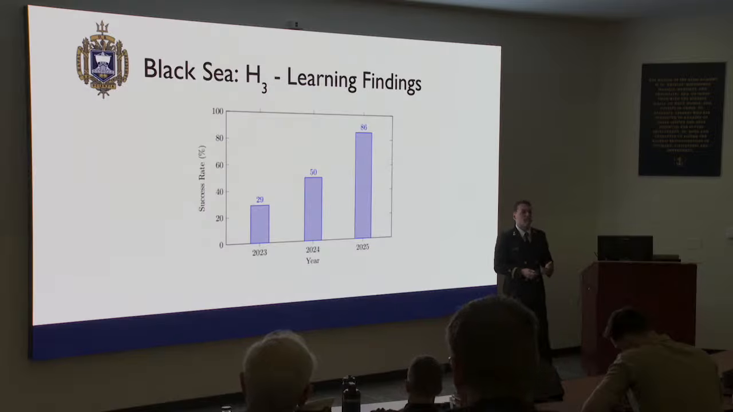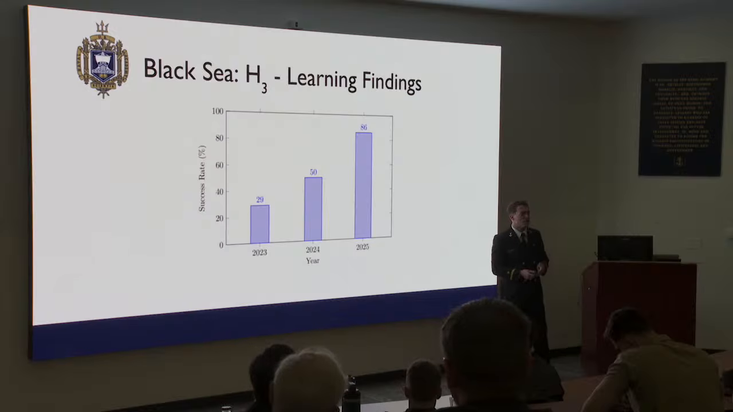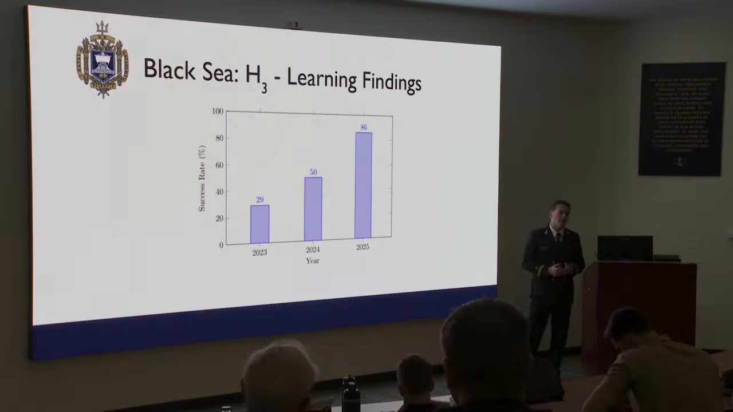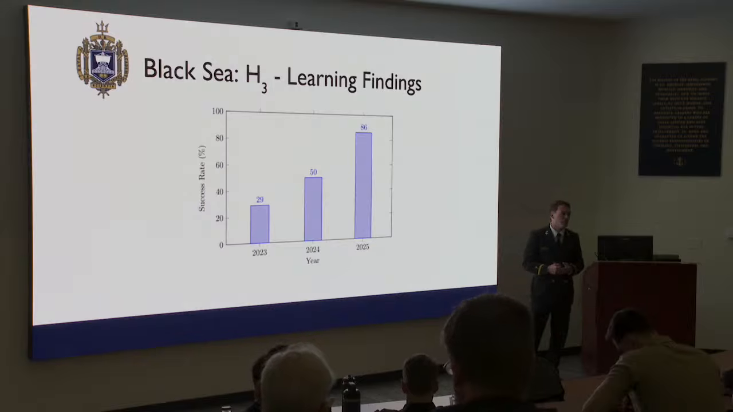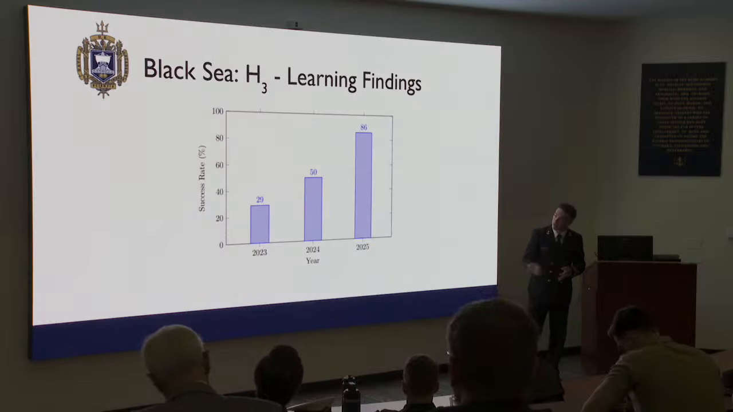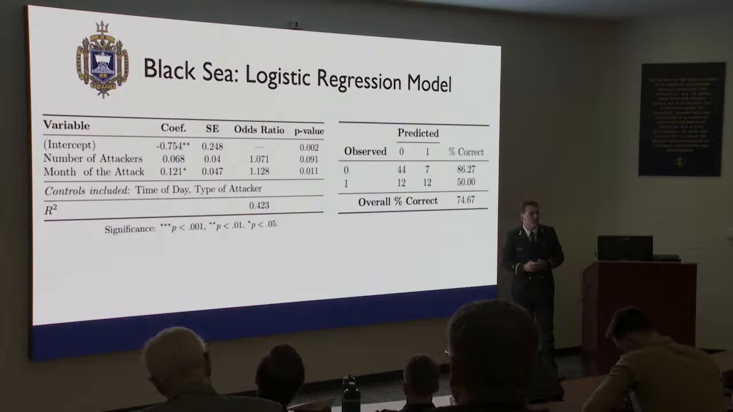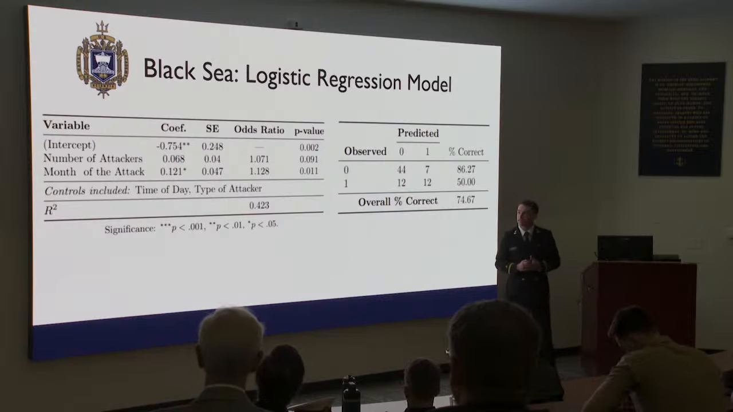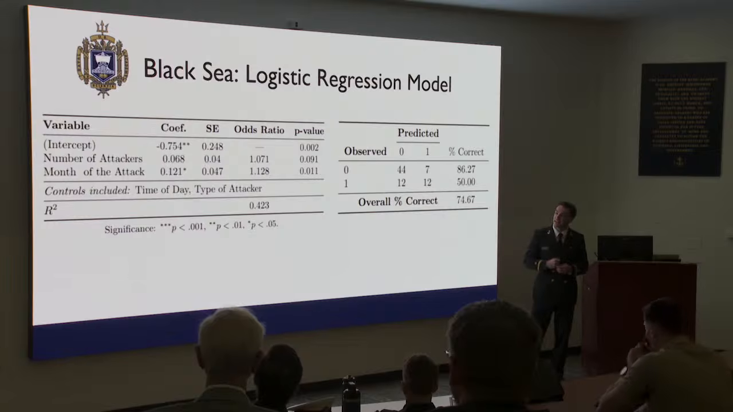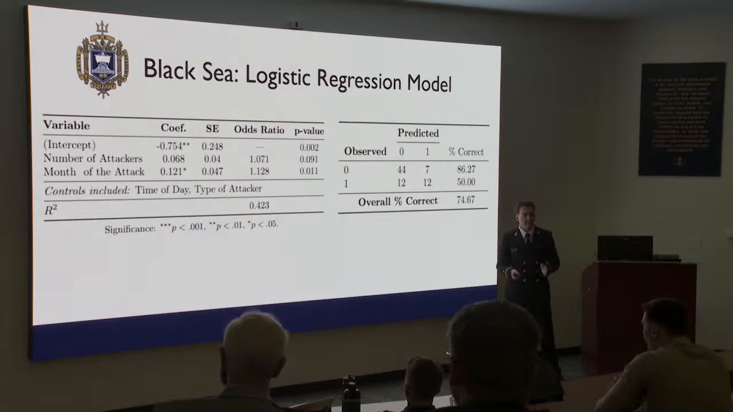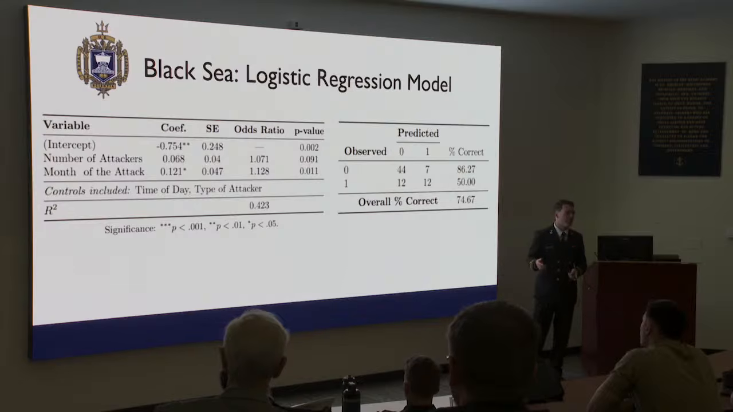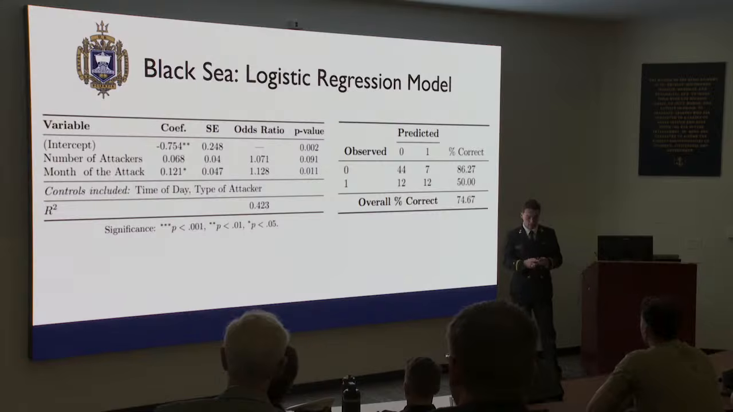One example of this is that early on in the conflict, the Ukrainian drones and missiles were such a threat to the Russian Black Sea Fleet that many ships within the Black Sea Fleet were either sunk, damaged, or had to get pulled back closer to the Russian coast away from the Ukrainian coast. All right, I also ran a logistic regression model for the Black Sea case. So as we can see here, the month of the attack, or the month that the attack occurred, is seen as significant. And as we can see, as the month goes on within this conflict, the success rate increases, potentially indicating that the Ukrainians learned throughout the conflict.